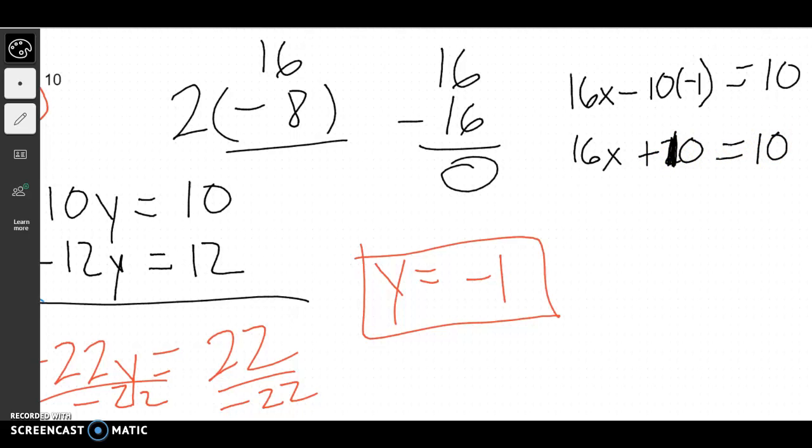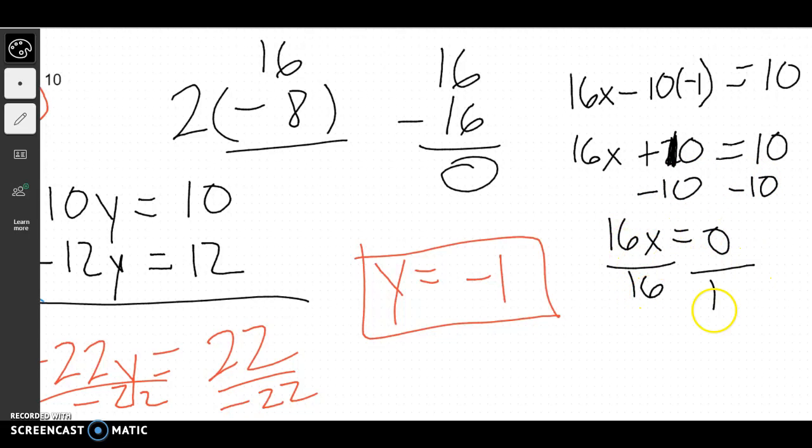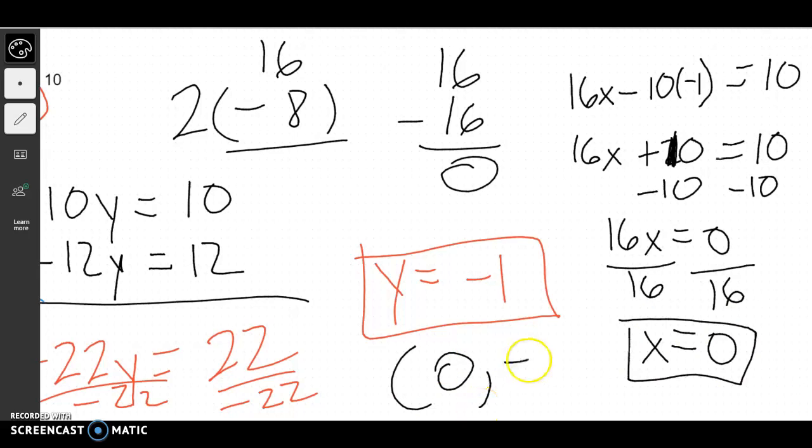Because negative 10 times negative 1 is 10. I'll subtract 10 from each side. So then I'll have 16x equals 0. I'll divide by 16, so I'll get x equals 0. So my point would be 0, negative 1. So this is how we would do elimination. Try these different problems.